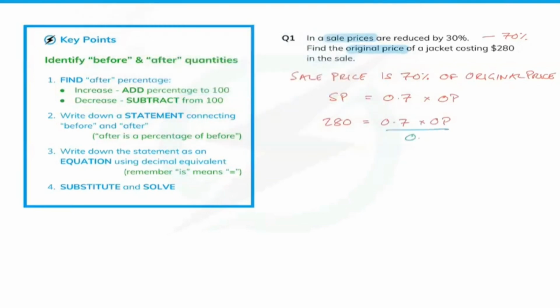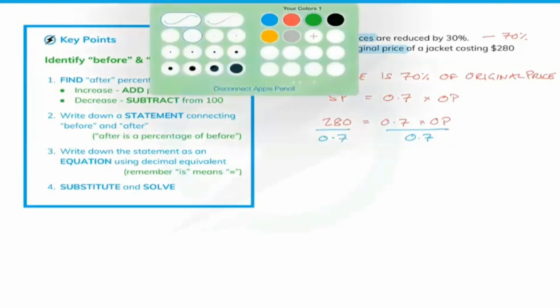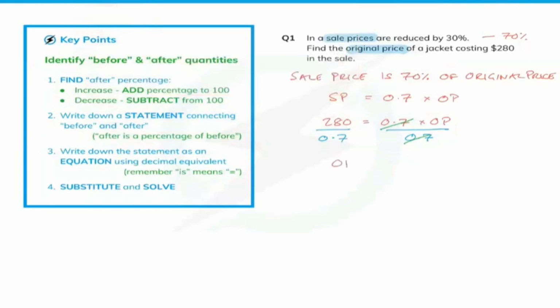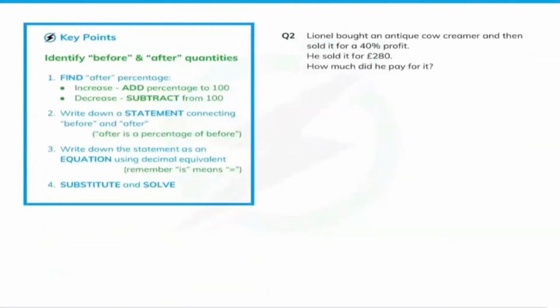We want the original price on its own, so we divide both sides by 0.7. The 0.7s on the right cancel, that's rather the point of doing it, and we get the original price is 280 divided by 0.7, which is very expensive for a jacket, maybe $400. Right, let's try one more and see how we go.